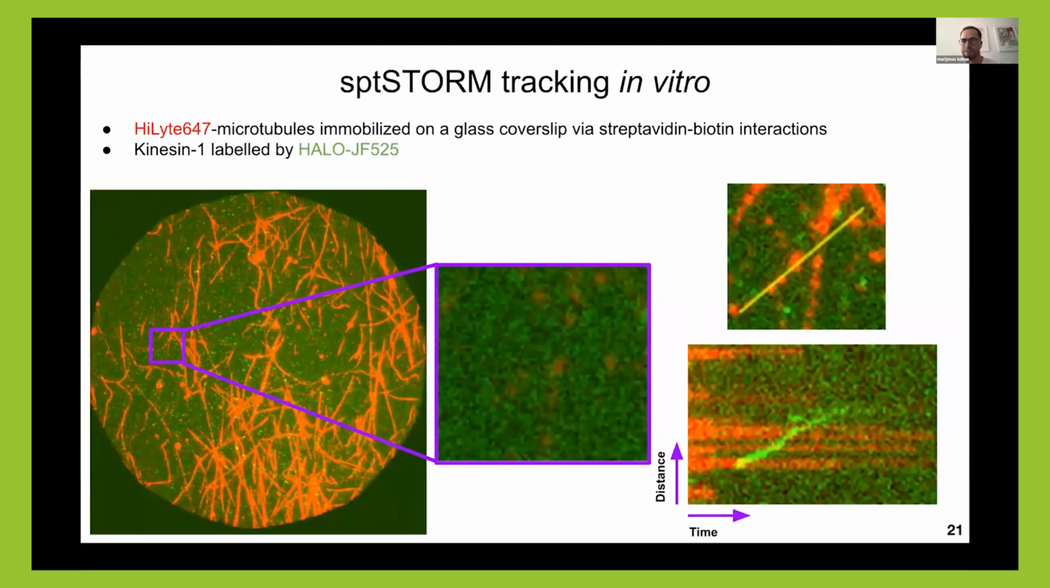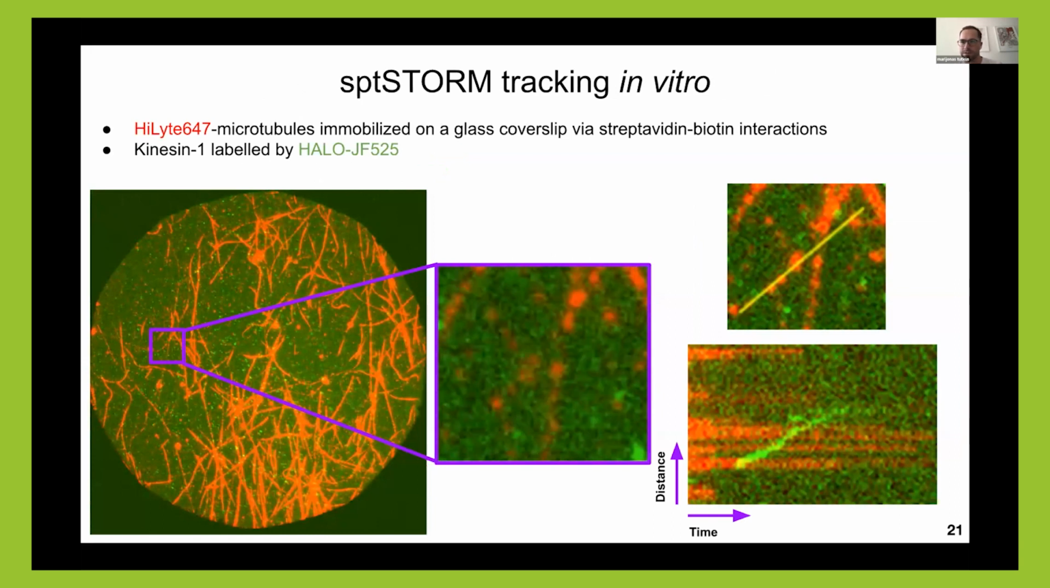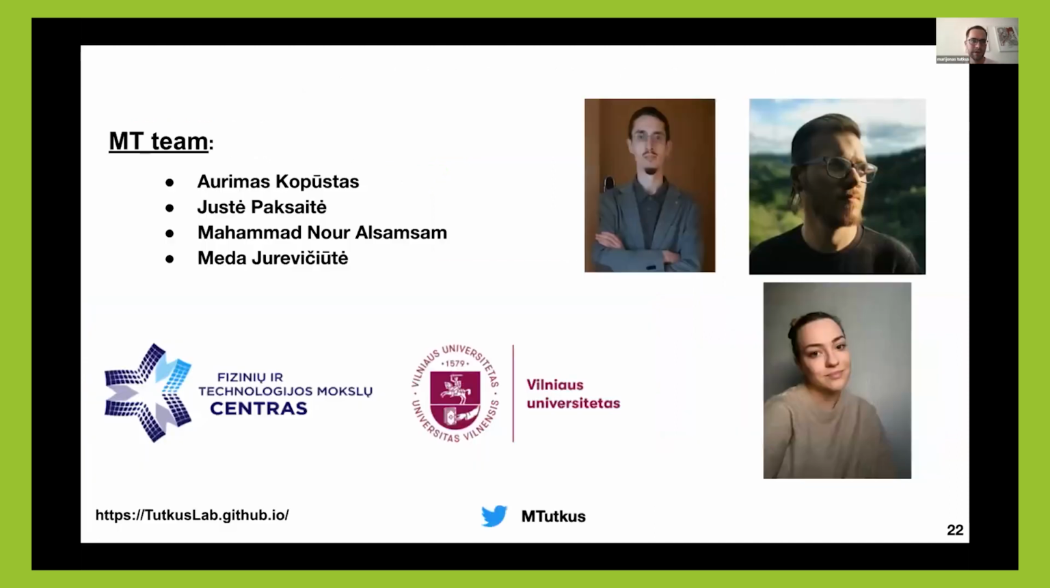And we can just do the same experiment if we want to. On the surface, we can immobilize microtubules, stain them, and then add Halo-tagged kinesin. And you can already appreciate the movement of the green-labeled kinesin on the microtubules, which is quite obvious.